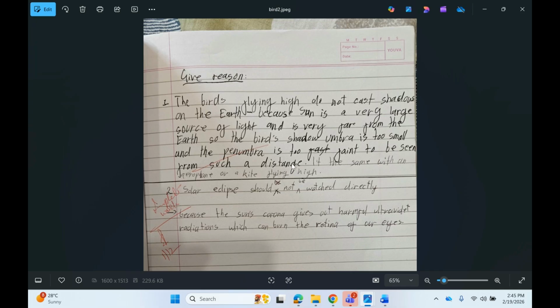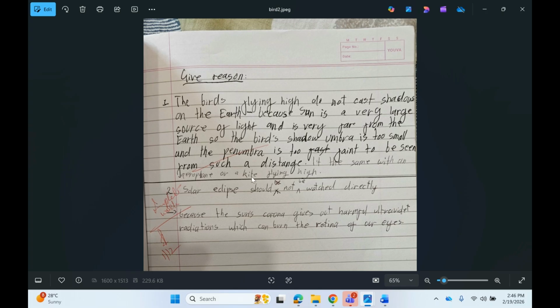What happens when the source of light, which is the sun, is very large and the object is very small? Then the shadow, the umbra, is too small. So that is why you cannot see the shadow of the bird on the earth.